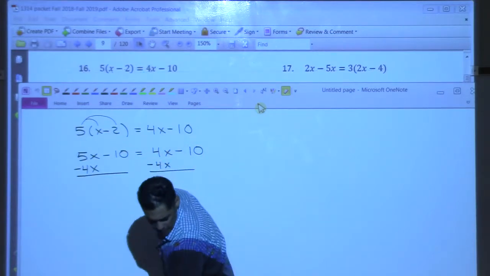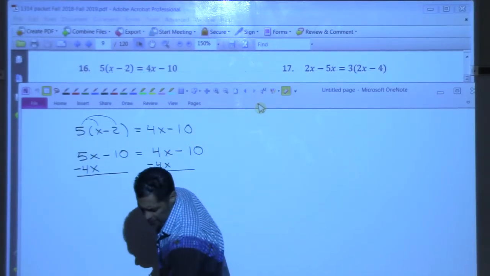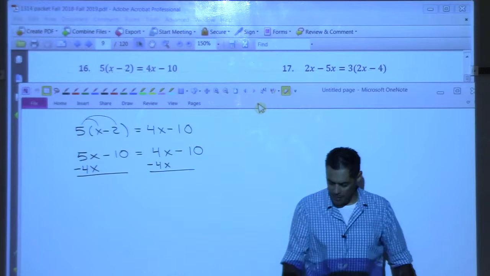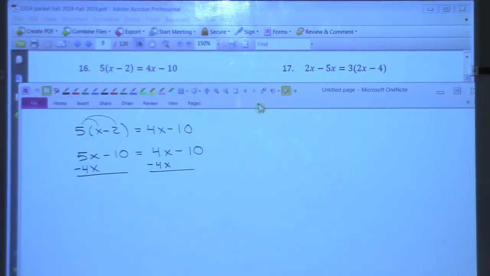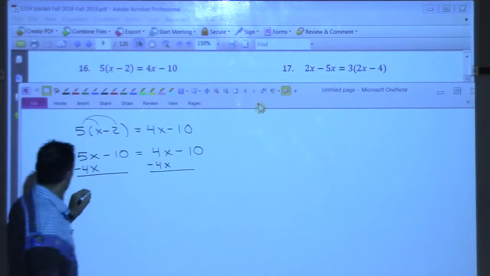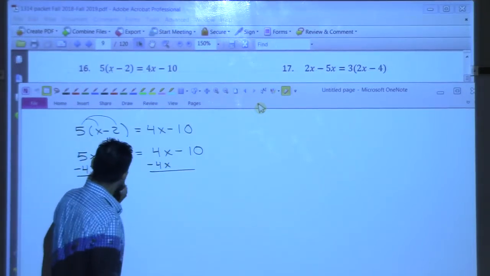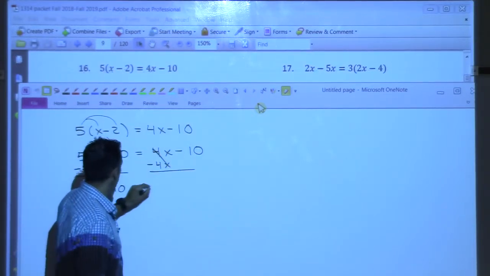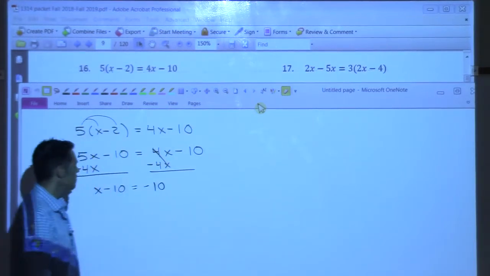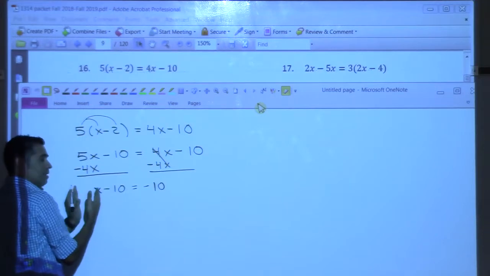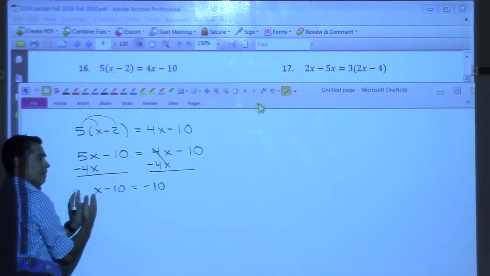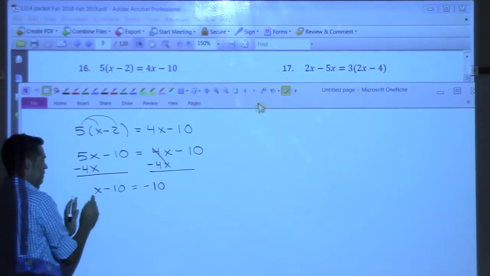Let's move on. Victoria? Where's Victoria? Hi. Okay, so what would we have when we do this, when we subtract the 4x? X minus 10 equals, these are gone, so negative 10. Okay? So now you have x's on one side, right? We want to keep our x here, so what would be the next step to get this x by itself?